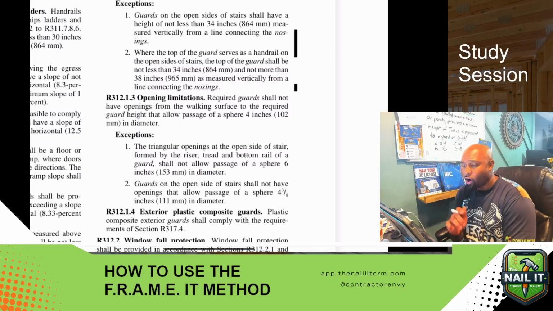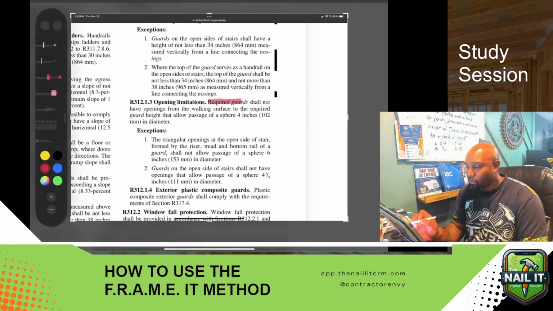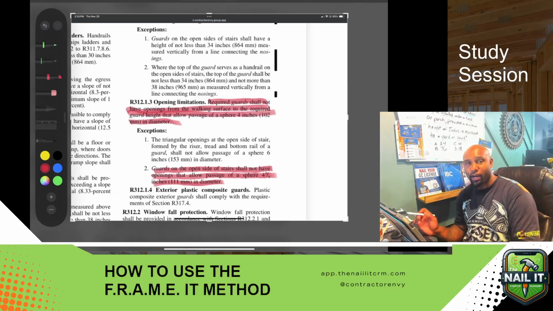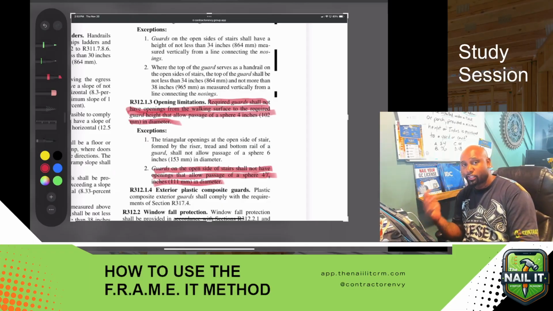Required guards shall have openings from the walking surface to the required guard height that do not allow passage of a 4-inch diameter sphere, right? Hopefully y'all are seeing this. Right here, openings, guard height, not allowing a sphere of 4-inch diameter, right? Guards on open sides of stairs shall not have openings that allow passage of a sphere of 4 3/8 inches in diameter. So what's our answer? Is it 4 3/8 or is it 4 inches? So that's where the required guard height that does not allow passage of a 4-inch sphere is 4 inches.